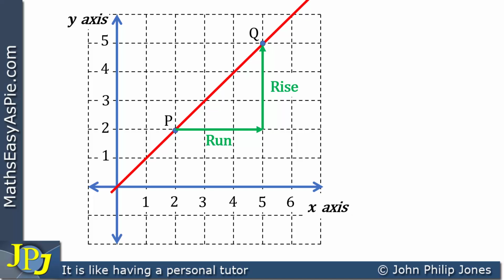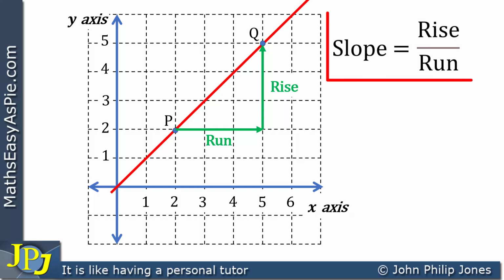And you can think of this as you go along the run and you see how much the line actually rises as you move along. Now to calculate the slope of this straight line graph, or the gradient as it can also be called, you use the rise and the run according to the following, that the slope equals the rise divided by the run.